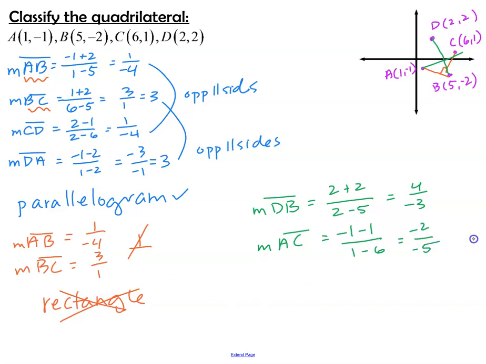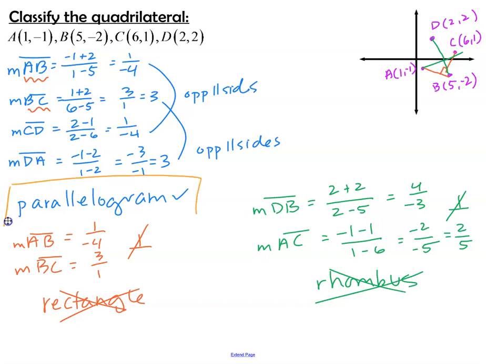When we take a look at this, our slopes, and remember, -2 over -5 is actually a +2 over 5. So again, we have opposite slopes, but not reciprocals. So these are not perpendicular, so this is definitely not a rhombus. We can put an X through that. So our final answer, quadrilateral ABCD, is a parallelogram. And that's it.